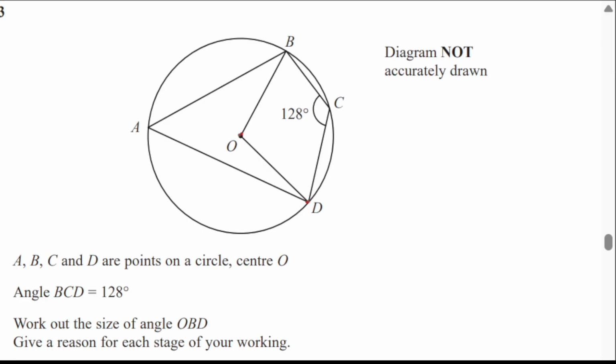5 marks IGCSE question. This is where students lose marks. So let's do it. The question asks to find the angle OBD.